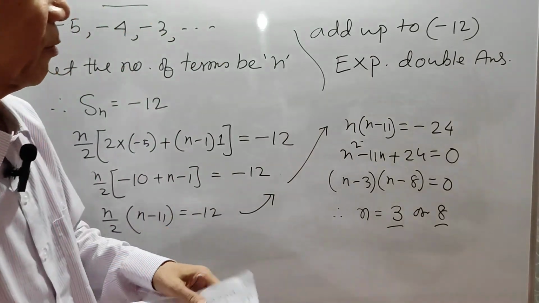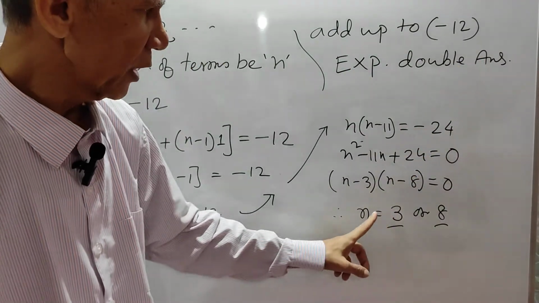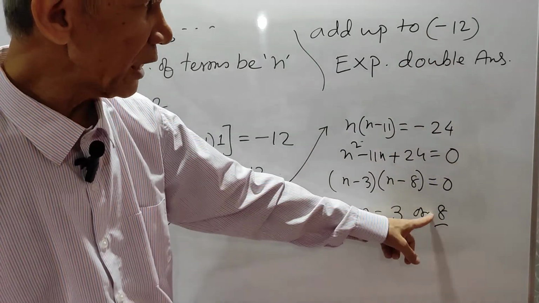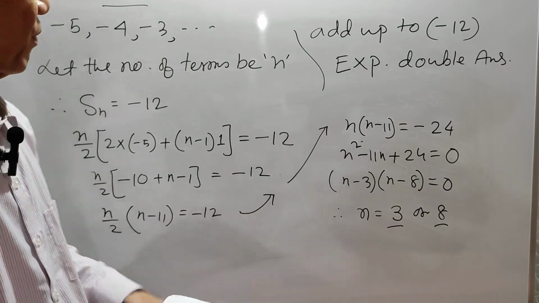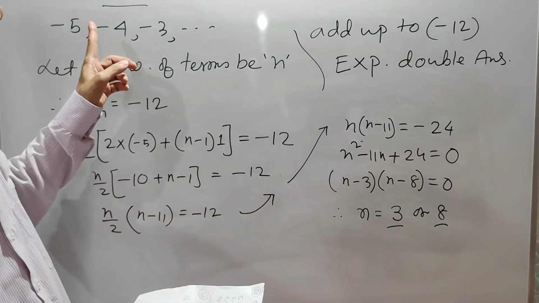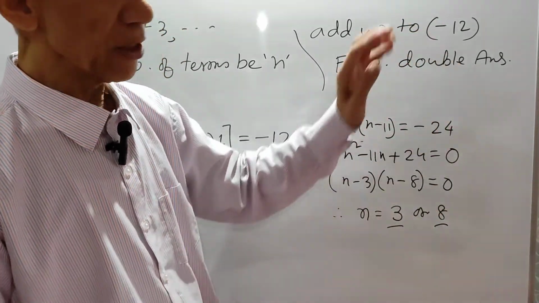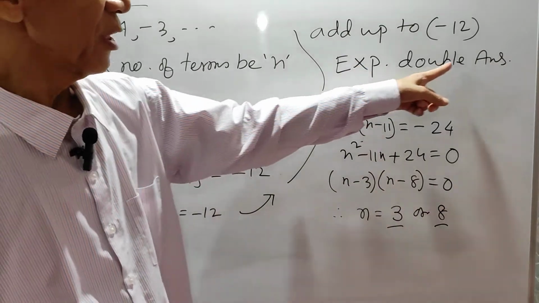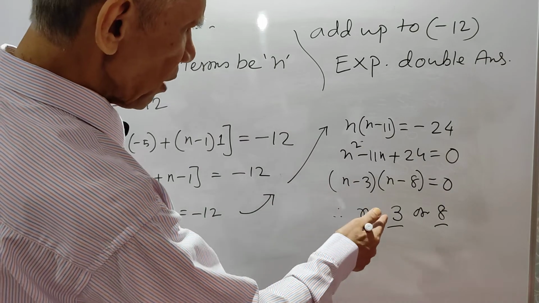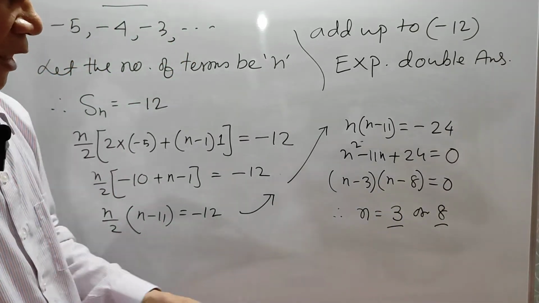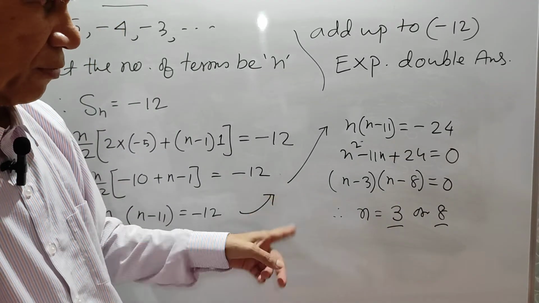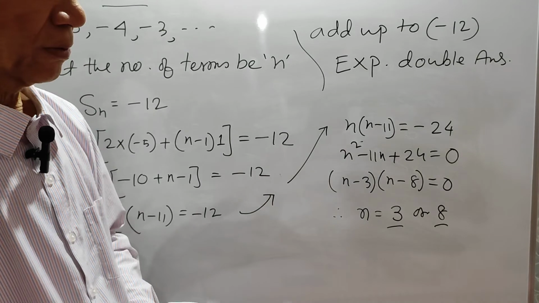That is the second part of the question. Explain the double answer. Why are you getting two answers? That means sum of 3 terms is minus 12 and also sum of 8 terms is minus 12. How is it possible? In this AP, sum of 3 terms is minus 12, and also sum of 8 terms is minus 12. So that explanation you have to do. Now you see, sum of 3 terms is minus 12 and sum of 8 terms is also minus 12. That means the sum of 4th term, 5th term, 6th term, 7th term and 8th term is 0.